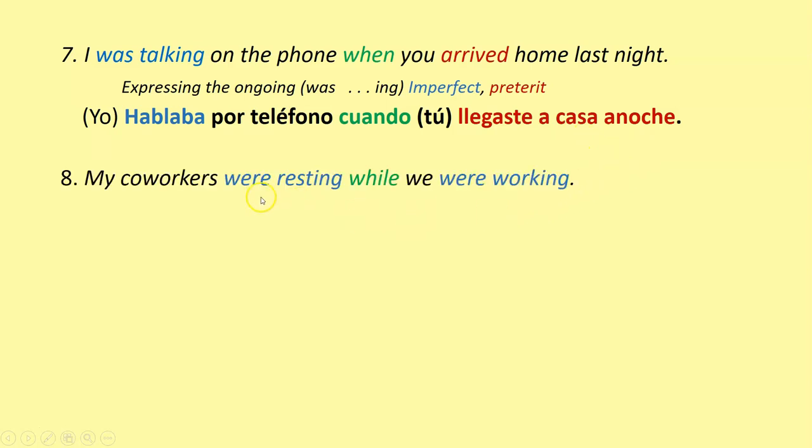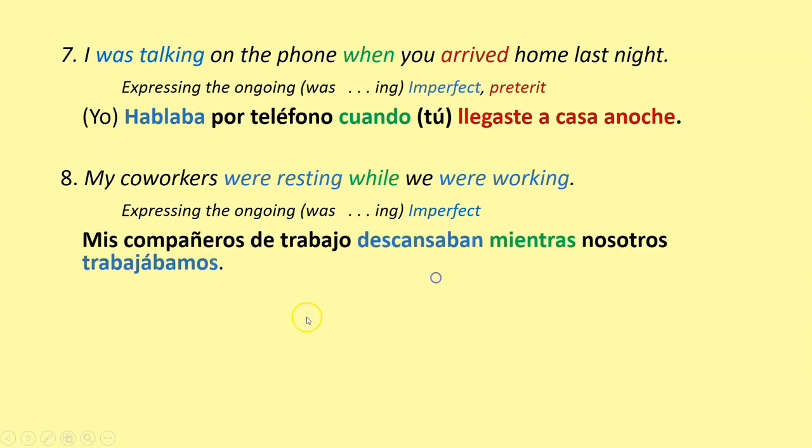Número 8. My co-workers were resting while we were working, expressing two ongoing actions. They were resting, we were working. They are happening at the same time. These two sentences are combined with the word while. Mis compañeros de trabajo descansaban mientras nosotros trabajábamos. All of the verbs are in the imperfect.